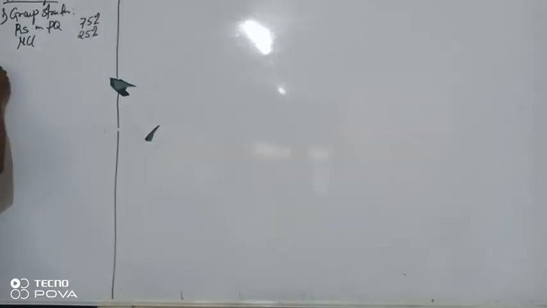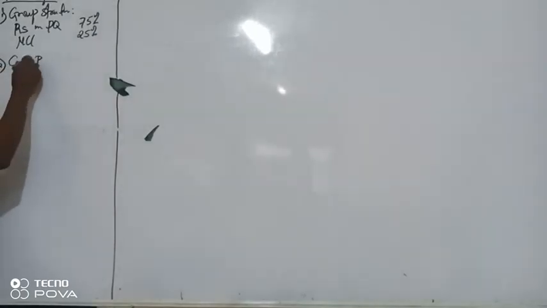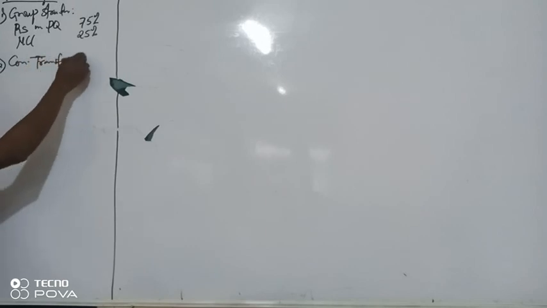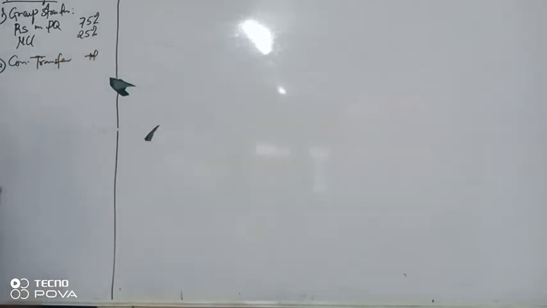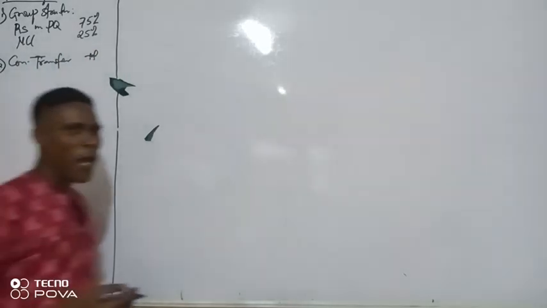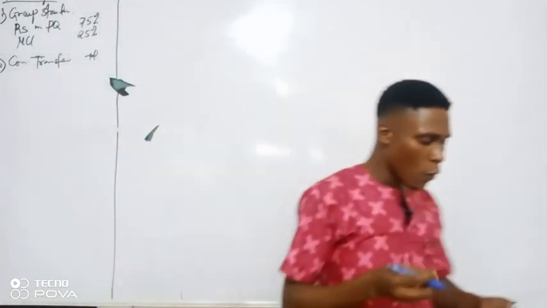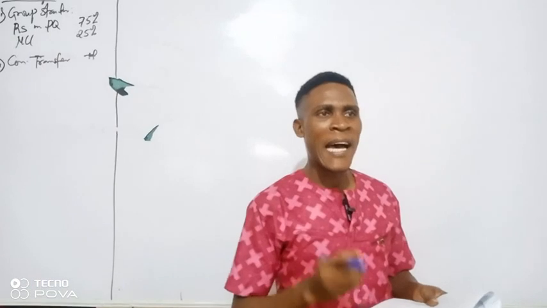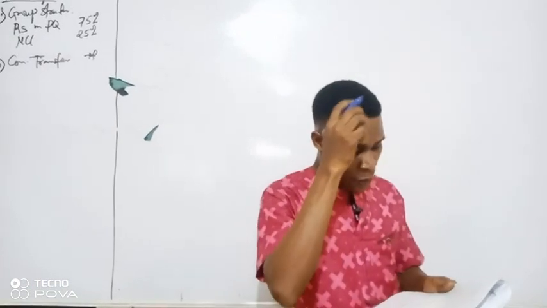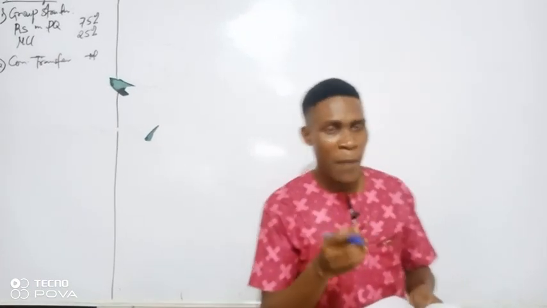Then number 2, consideration transferred. Let me write transfer. Now, let's be very careful here. They said for the shares that we acquire, we are ready to pay 2 naira 25 kobo.